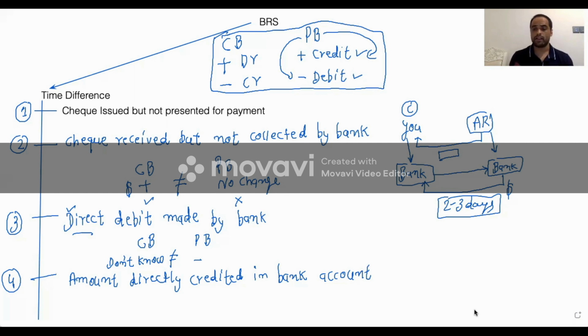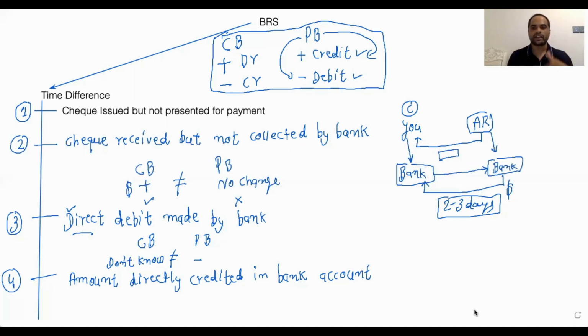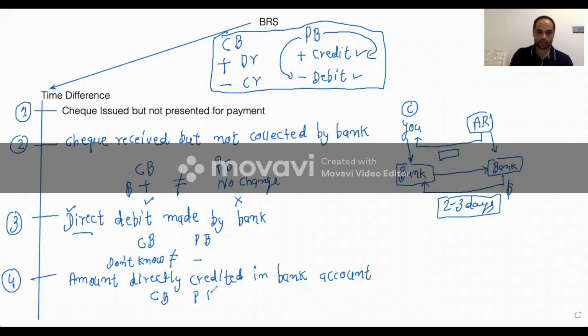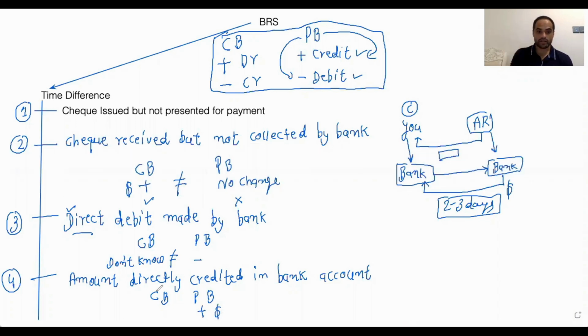Exactly the same thing happens if another company where you have invested money deposits a dividend directly into your bank account. This is an example of an amount directly credited in the bank account. So you have a cash book and you have a passbook. The amount is directly credited, which means your bank account's money increases because of the direct credit, but in the cash book, you don't know, or there is no change.